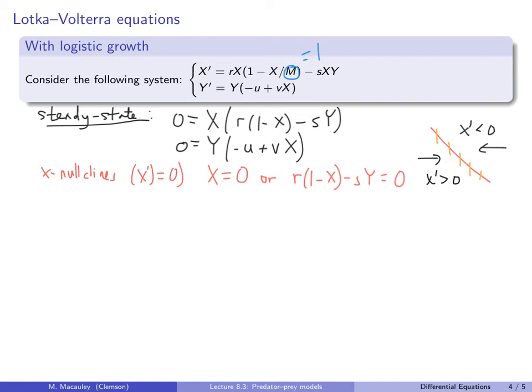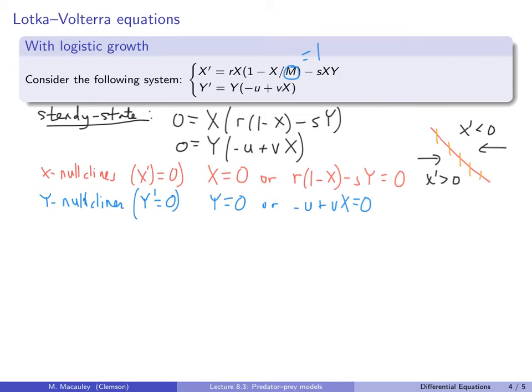Now let's do the y nullclines. So this happens when y prime is 0. So either y is 0, or this is 0. So negative u plus vx equals 0. And this is a vertical line. So it's x equals u over v.